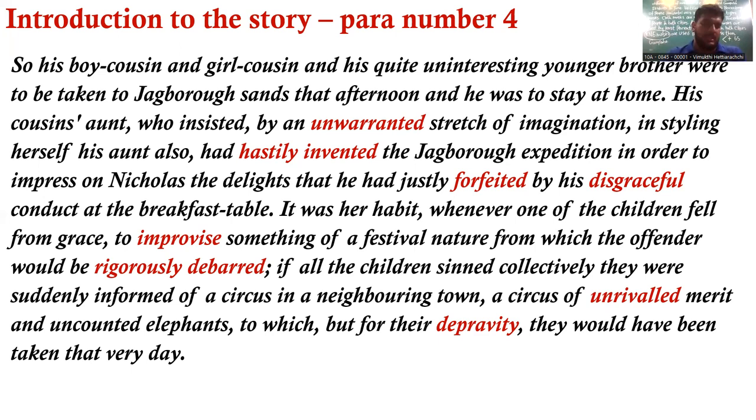Right. So I hope that we have discussed all the difficult words in paragraph number 4. "His boy cousin and girl cousin and his quite uninteresting younger brother were to be taken to the Jagborough Sands that afternoon, and he was to stay at home." Jagborough beach is the place that they are hoping to go. Why is Nicholas inside the house? Because Nicholas is in disgrace at the breakfast table. He did something wrong to his aunt. As a result, the aunt is giving a punishment. "His cousin's aunt, who insisted by an unwarranted stretch of imagination." So it clearly shows that she lacks imagination, an unwarranted lack of imagination.